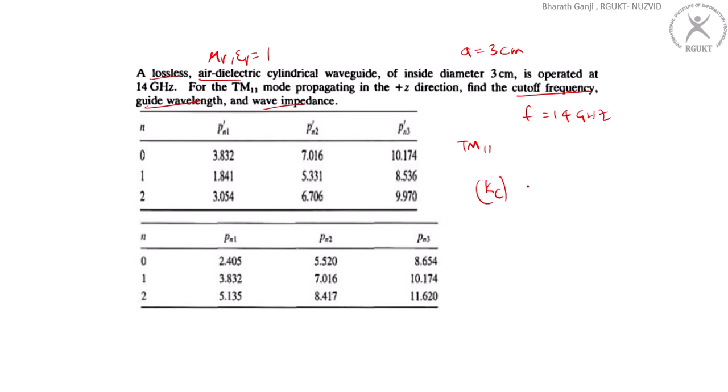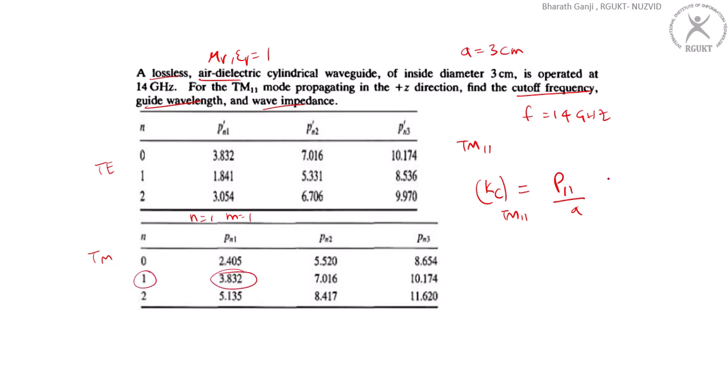So first of all, to find the cutoff frequency, let's try to find the cutoff wave number. The formula is either p' nm by a, or simply p nm by a. So depending upon what mode it is, you need to use that particular table. Because it's a TM mode, as we have already seen in our class coursework, this table is for TE modes, whereas this table is for TM modes. So for the TM11 mode, we want n equal to 1 and m equal to 1. So first order, first root.